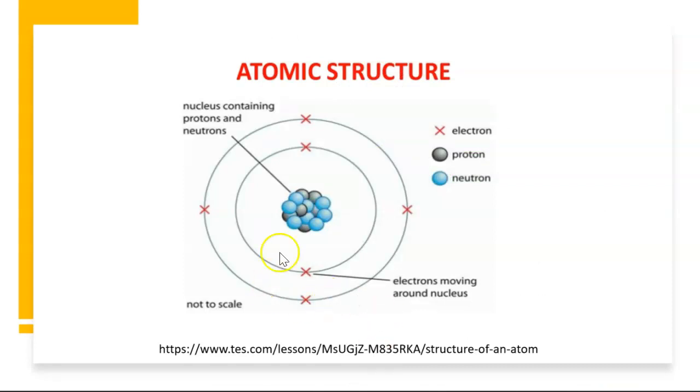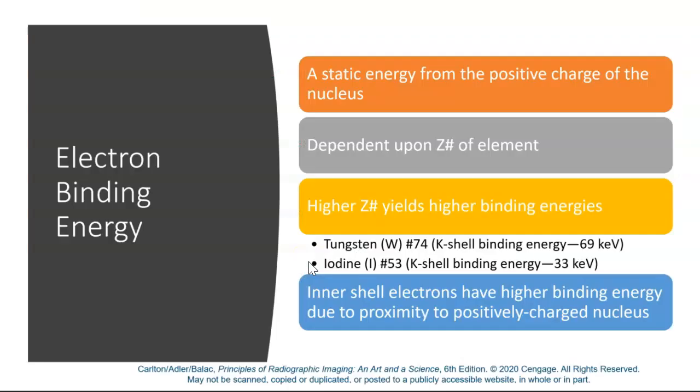So here, this is just a picture of our atomic structure. So we've got our neutrons and protons, right? Then around and around, we have K, L, M, N, O, P, all the way out, and we have electrons spinning around the nucleus, and it's attracted to the nucleus because of the opposite charge. Okay. So electron binding energy, a static energy from the positive charge of the nucleus, depending upon the Z number. So the higher the Z number yields a higher binding energy.